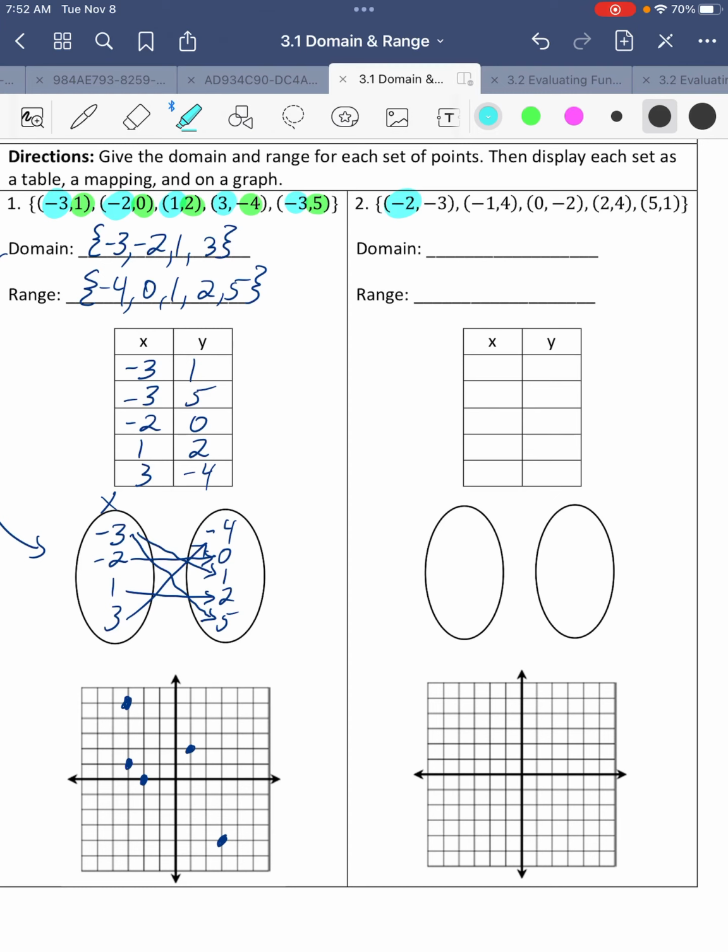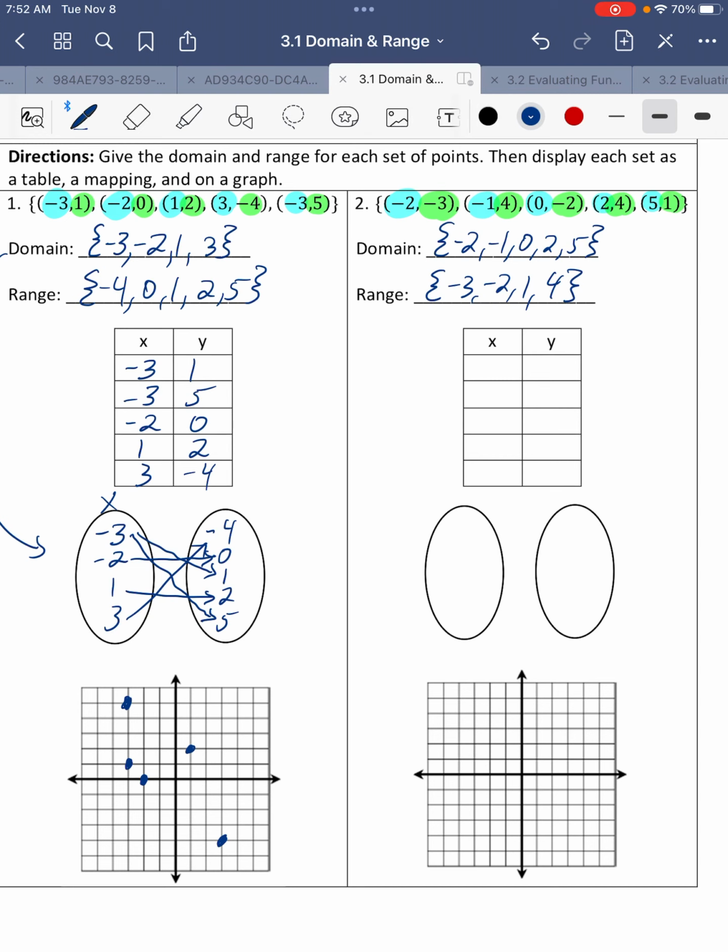And so number 2, we'll write this pretty quickly. We have our domain or x values will always come first, x then y. Anything repeat? Nope. And then we look at least to greatest. So -2, -1, 0, 2, 5. Range values would be -3, 4, -2, 4, 1. So we have -3, -2, 1, and 4.